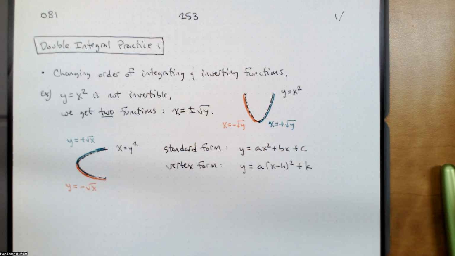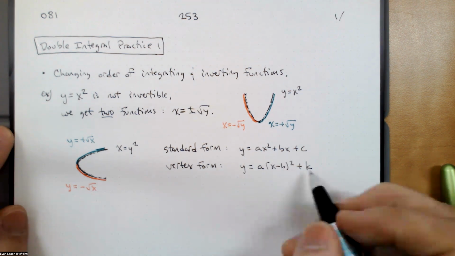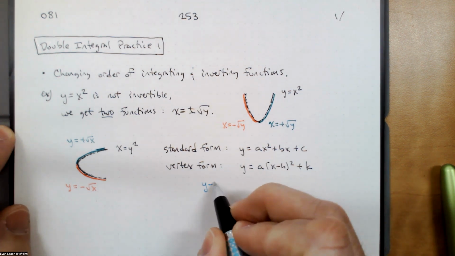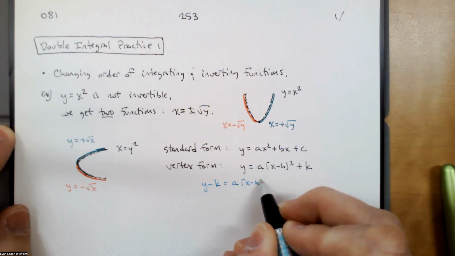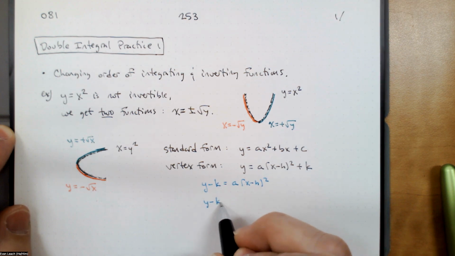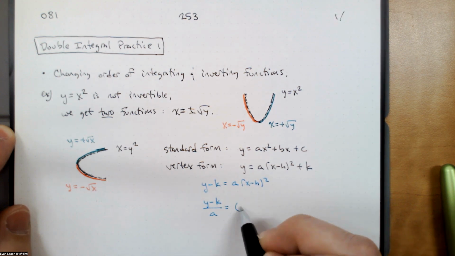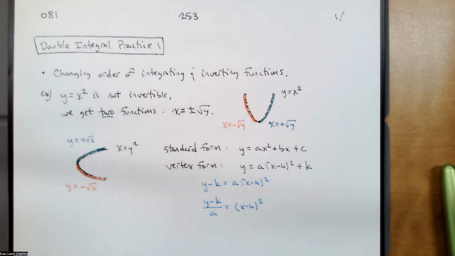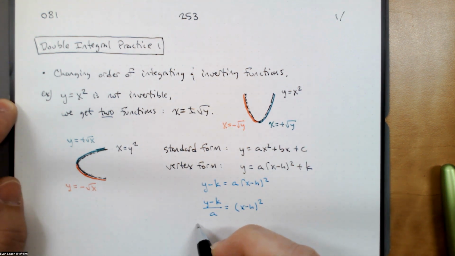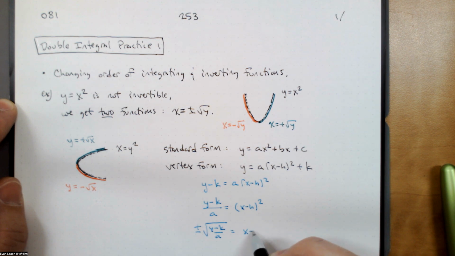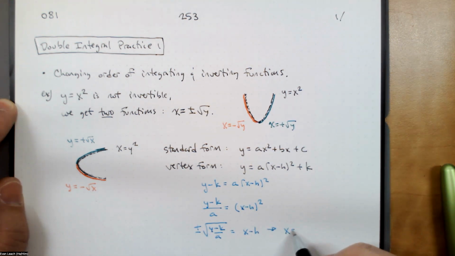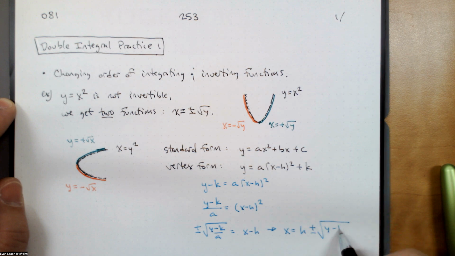So if we wanted to invert from the vertex form, we just need to solve for x. So subtract k from both sides. Divide by a. And here's where we undo the square with the square root. So now we can see what our plus or minus is going to be. And so now we have x is equal to h plus or minus the square root of y minus k over a.